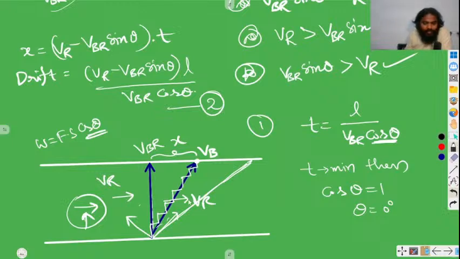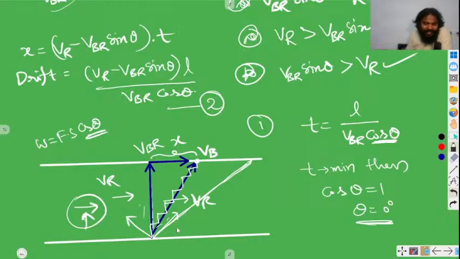Actually, what is the velocity of the river? This is the velocity of the river. And this is VBR, and this is VB. So in this way, if you travel by keeping your head always towards the opposite direction, because here you got theta equal to 0. That is the meaning of theta: here the theta is with respect to the vertical.